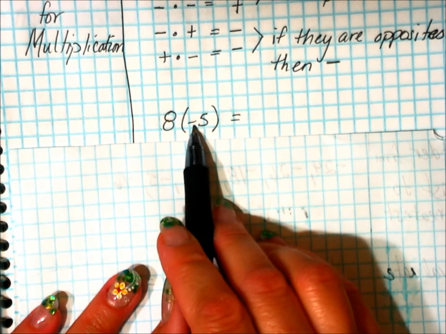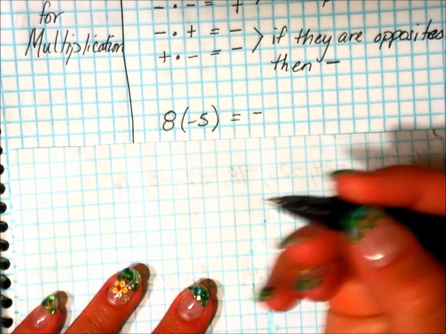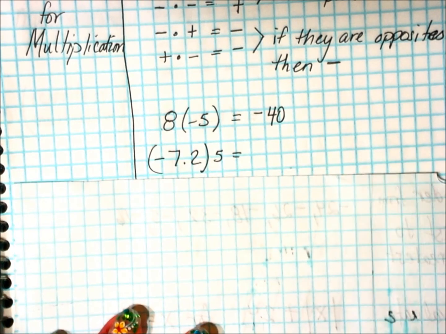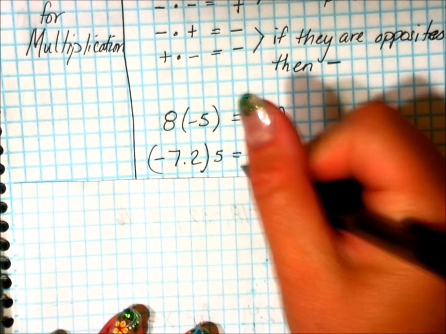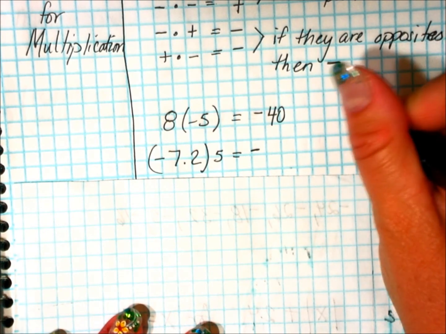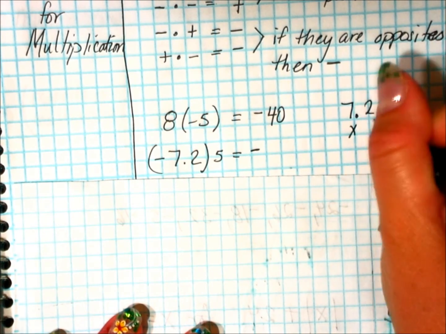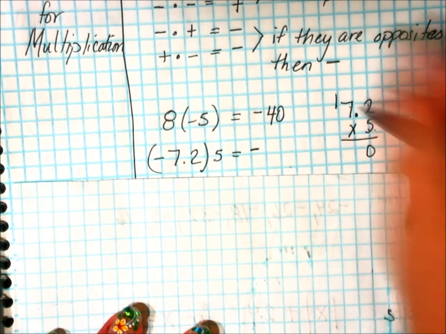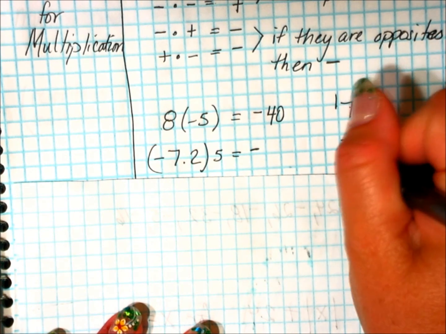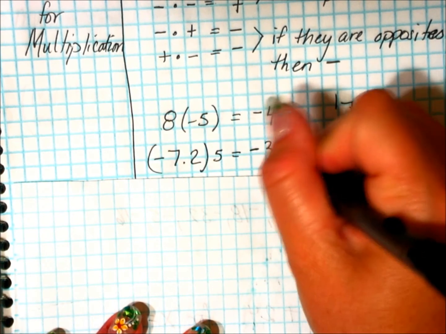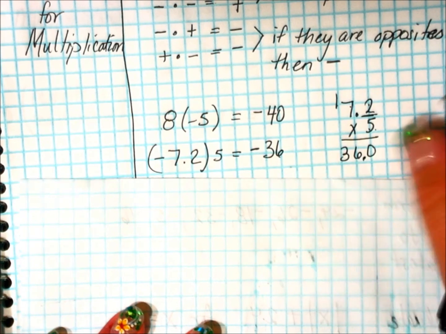A positive times a negative would be a negative, and I hope that you know 8 times 5 would be 40. Positive times a negative is a negative. Again, if you're not real comfortable with the decimal points, then go ahead and do the long multiplication. 5 times 2 is 10. 5 times 7 would be 35, plus 1 would be 36. There's one number behind the decimal, so I need one number behind the decimal. So I get negative 36.